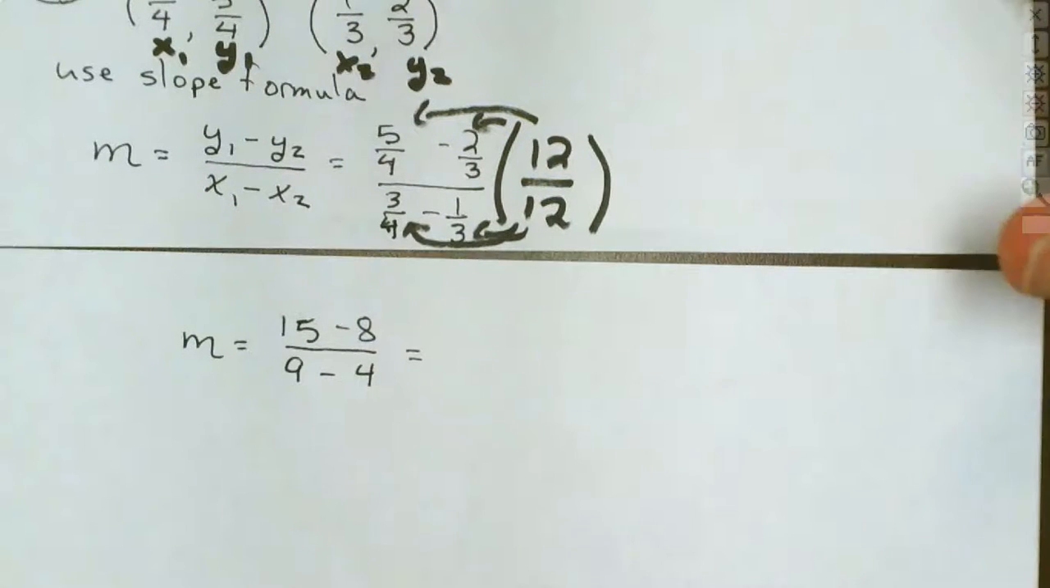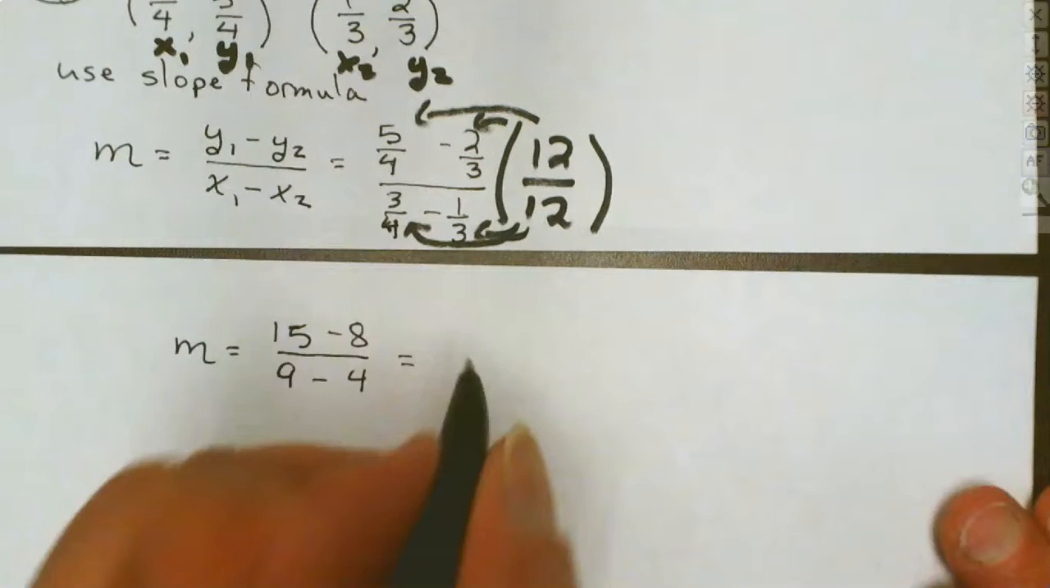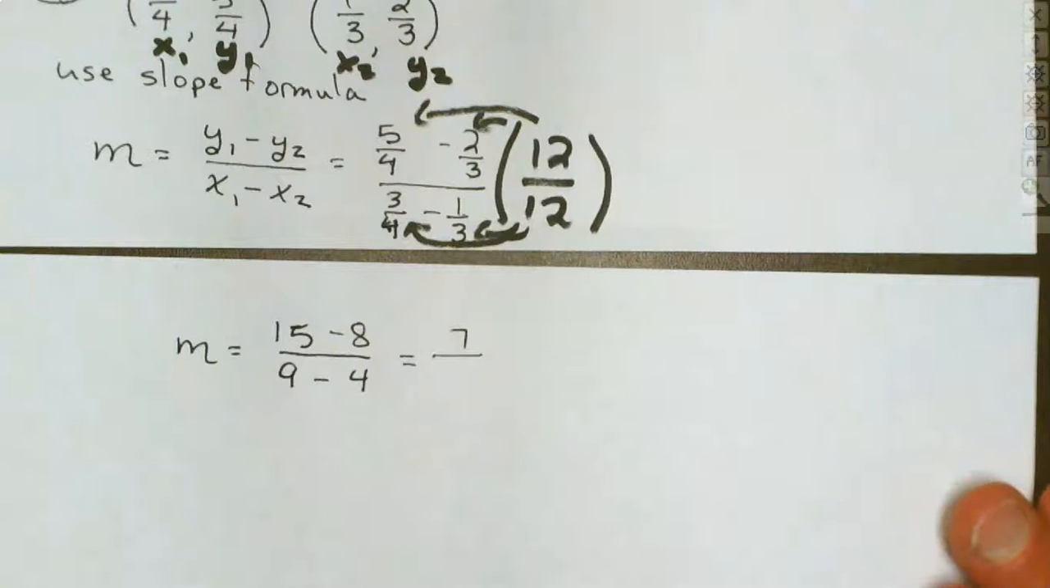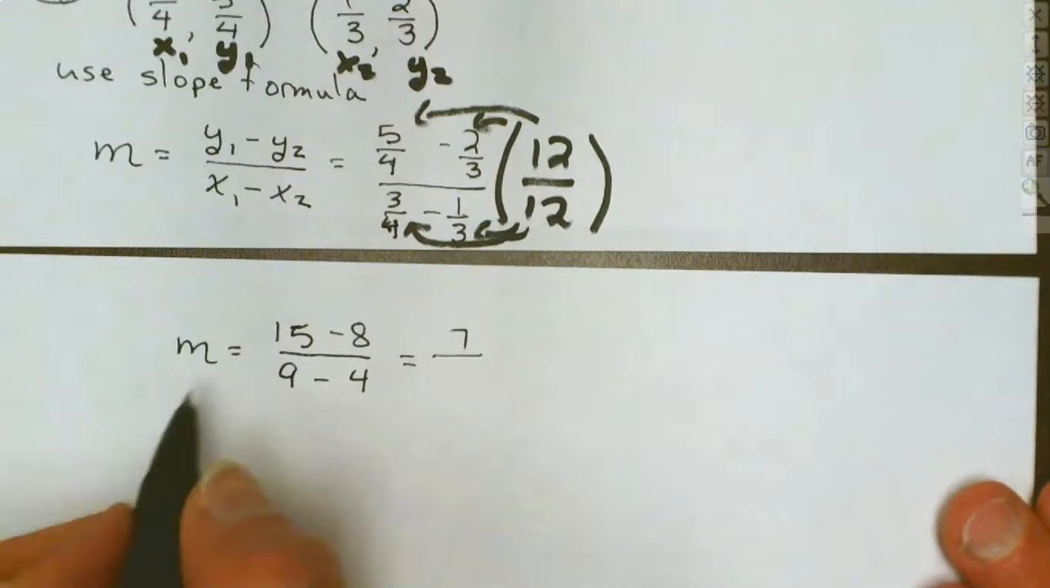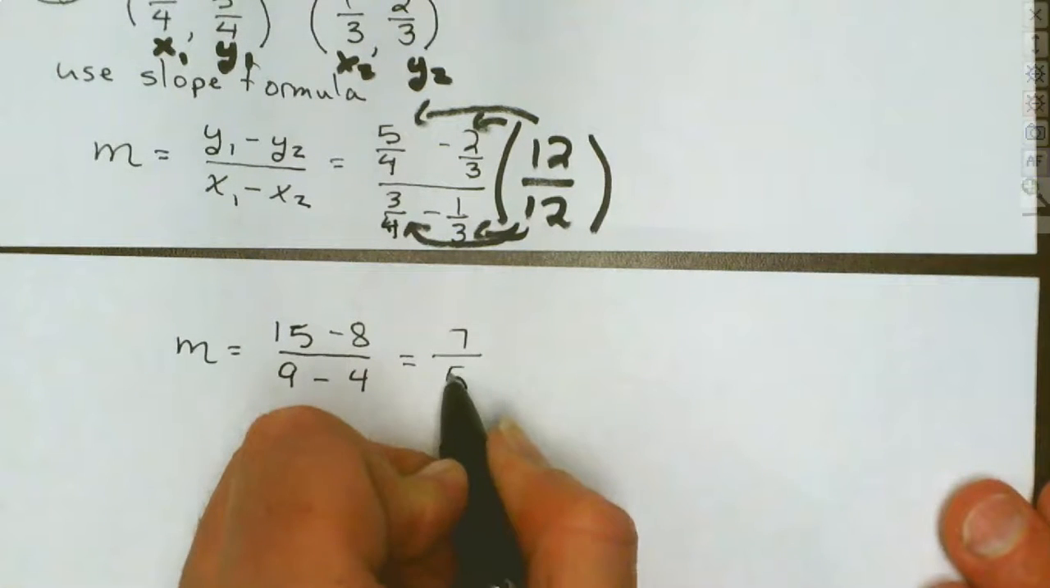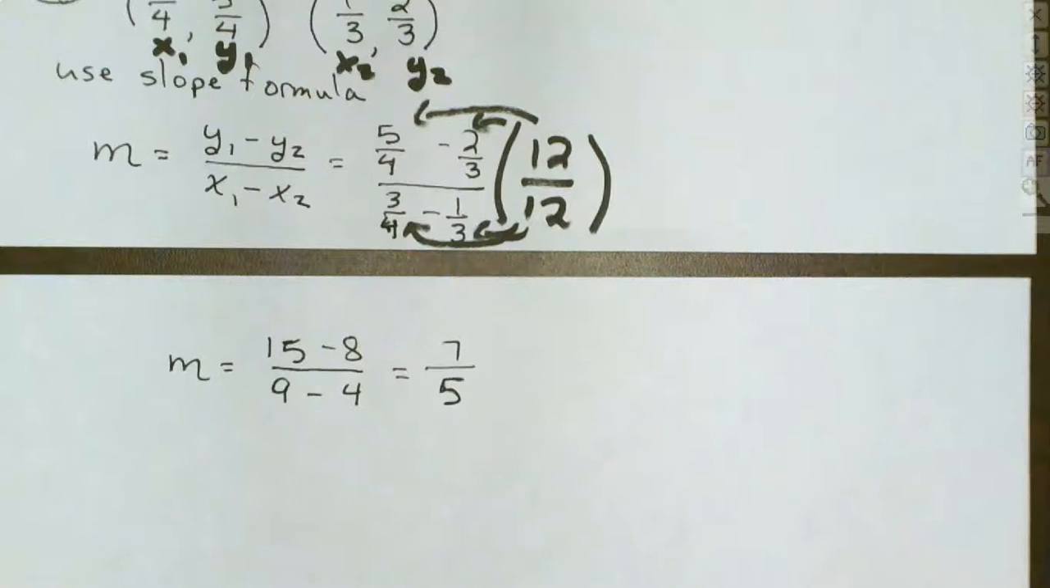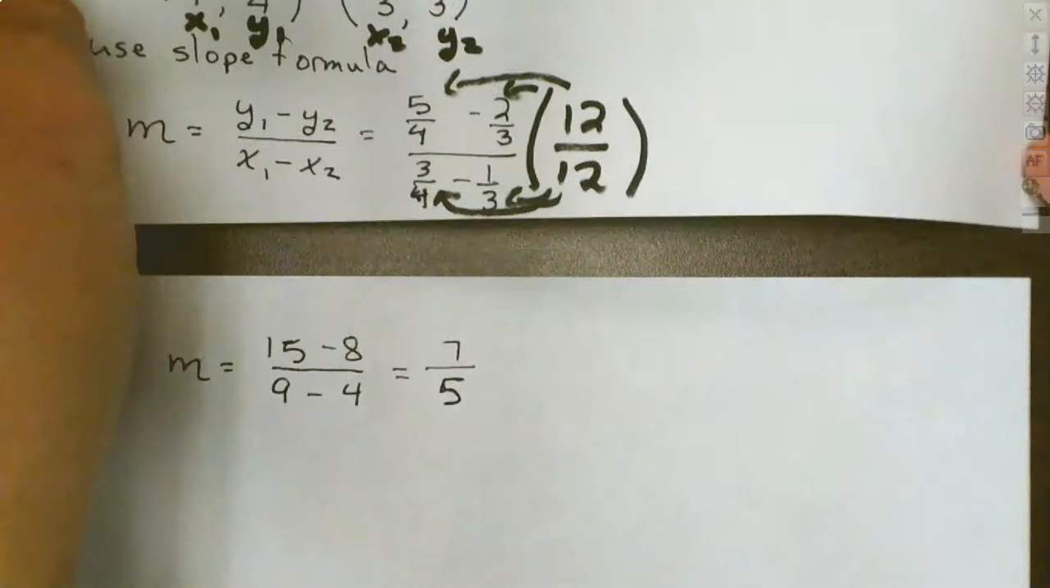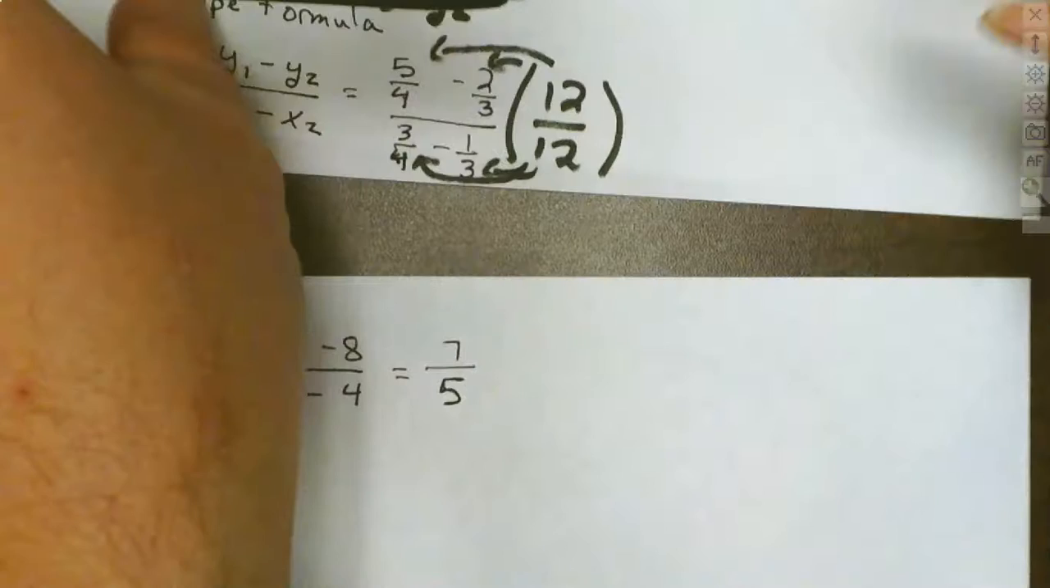Now we can easily calculate our slope. So we've got 15 minus 8, that should be a 7, in the numerator. And we've got 9 minus 4, that's a 5. So now we've reduced that down, and we have our slope.